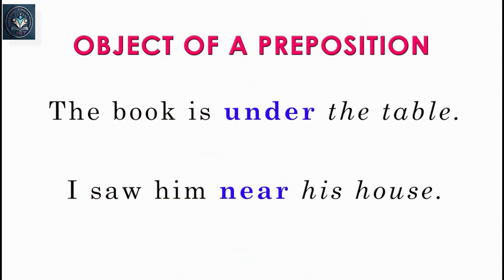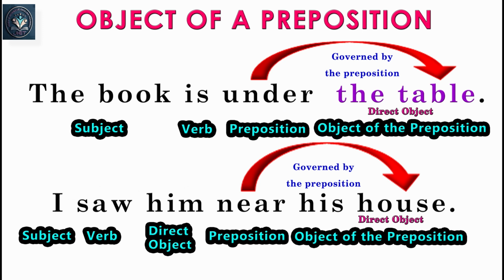Read the following sentences carefully. First, the book is under the table. Second, I saw him near his house. The highlighted words are prepositions, while the italic words are objects. Each object in the above mentioned sentences is preceded by a preposition. That's why they are called objects of a preposition or prepositional objects.